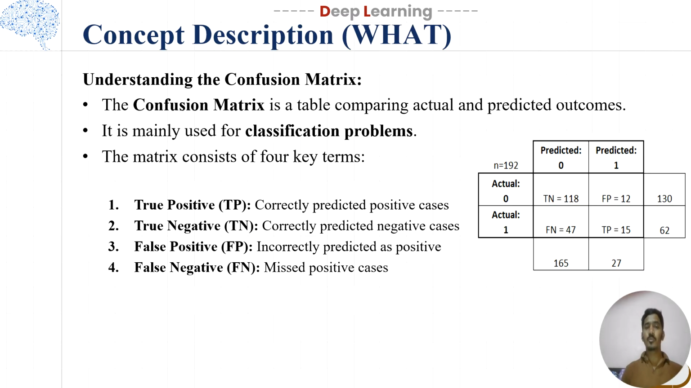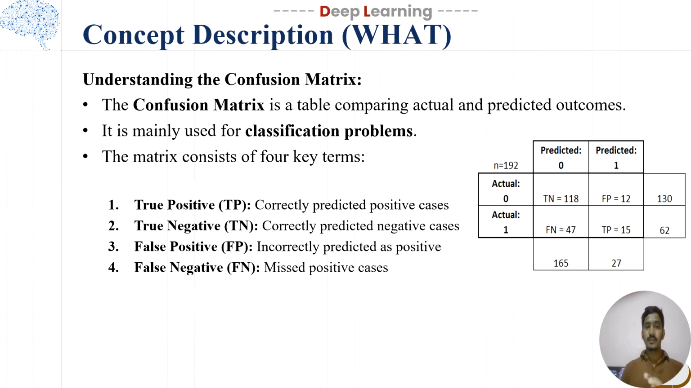To solve the problem of depending on the accuracy, we will use something called a confusion matrix. It's a simple 2 by 2 table that compares what the model predicted and what was actually true. This helps us to understand how well our model is performing in detail. Let's look at an example. In this table, we have 192 total predictions made by the model. The row shows the actual value and the column shows the predicted value.